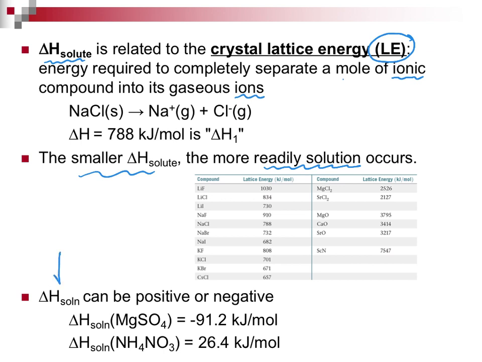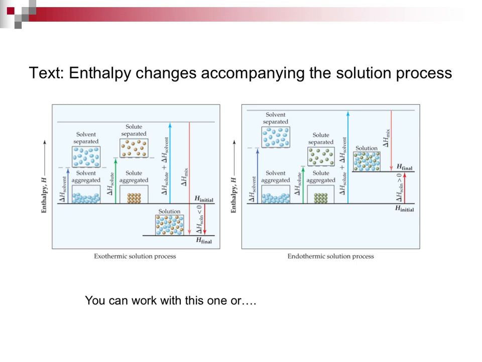In terms of that delta H of solution, it can be positive or it can be negative. You'll be doing some homework problems to kind of ferret that out, but you can see magnesium sulfate is an exothermic reaction, ammonium nitrate is an endothermic one, and I'll show some of our demo YouTube videos in order to reinforce that.